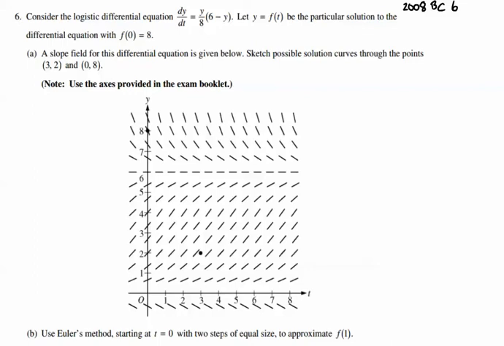The first thing that we want to do is, we have the slope field for this differential equation given below, and we want to sketch possible solution curves through the points (3, 2) and (0, 8). Well, what this illustrates is that a logistic differential equation has the basic form of two horizontal tangent lines with an S-shape curve between them.